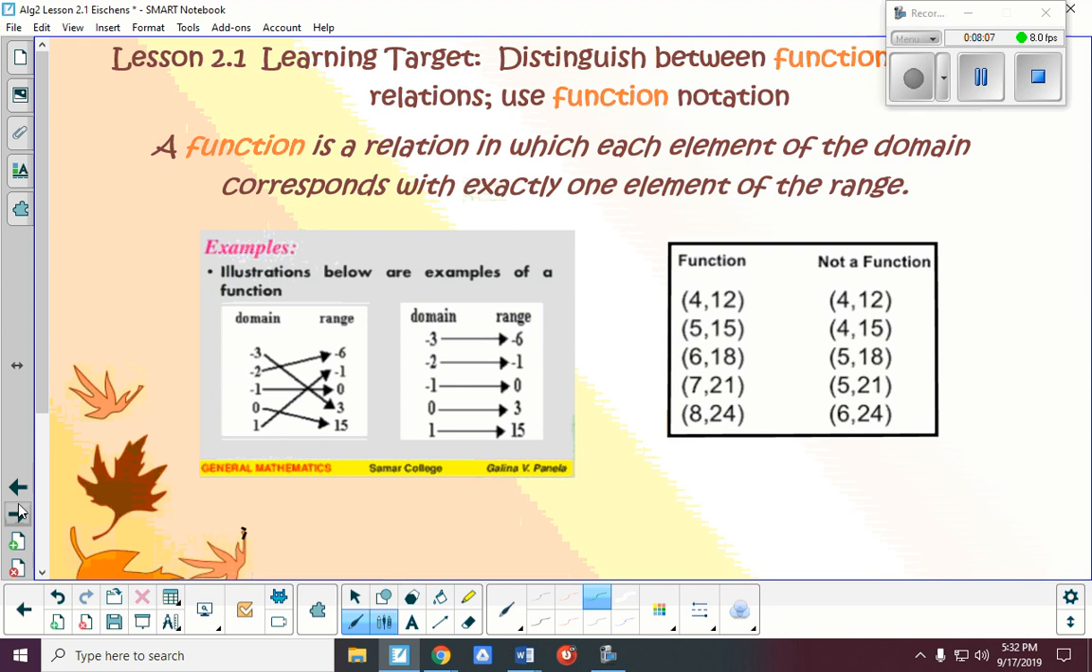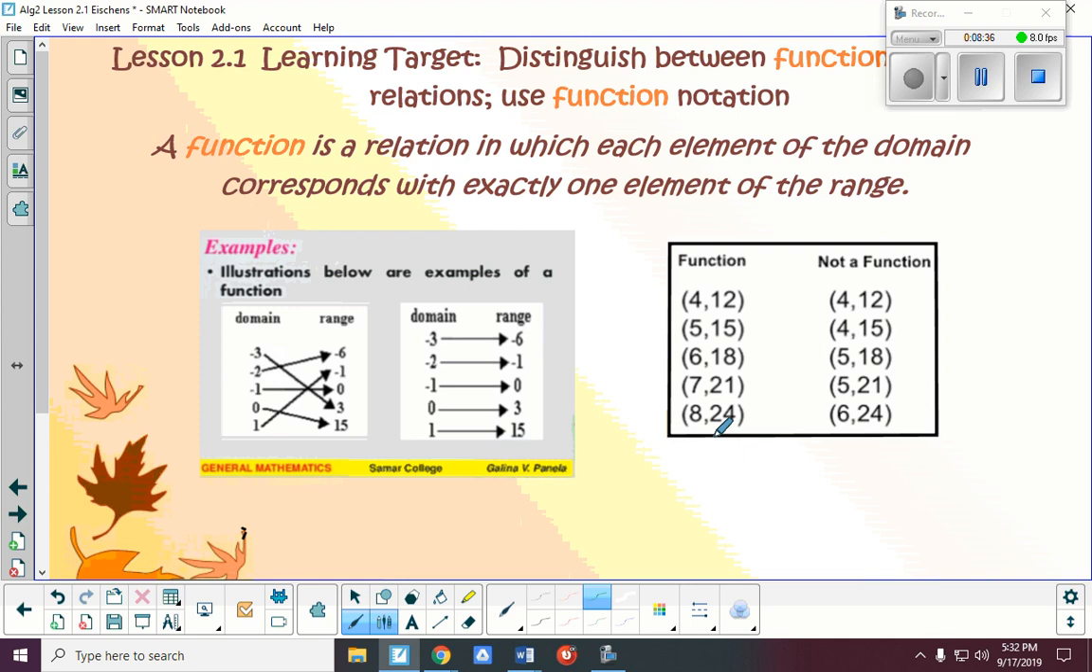Here are some more examples of functions. So here we have a mapping that's displaying a function. Negative 3 has exactly one output. Negative 2 only goes one place. Negative 1 only goes one place. 0 only gives you one output, and 1 only gives you one output. Here's another example. In all of these numbers, you only have one output. Here's another example. Look at all of your inputs. They're different, and they all have just one output.